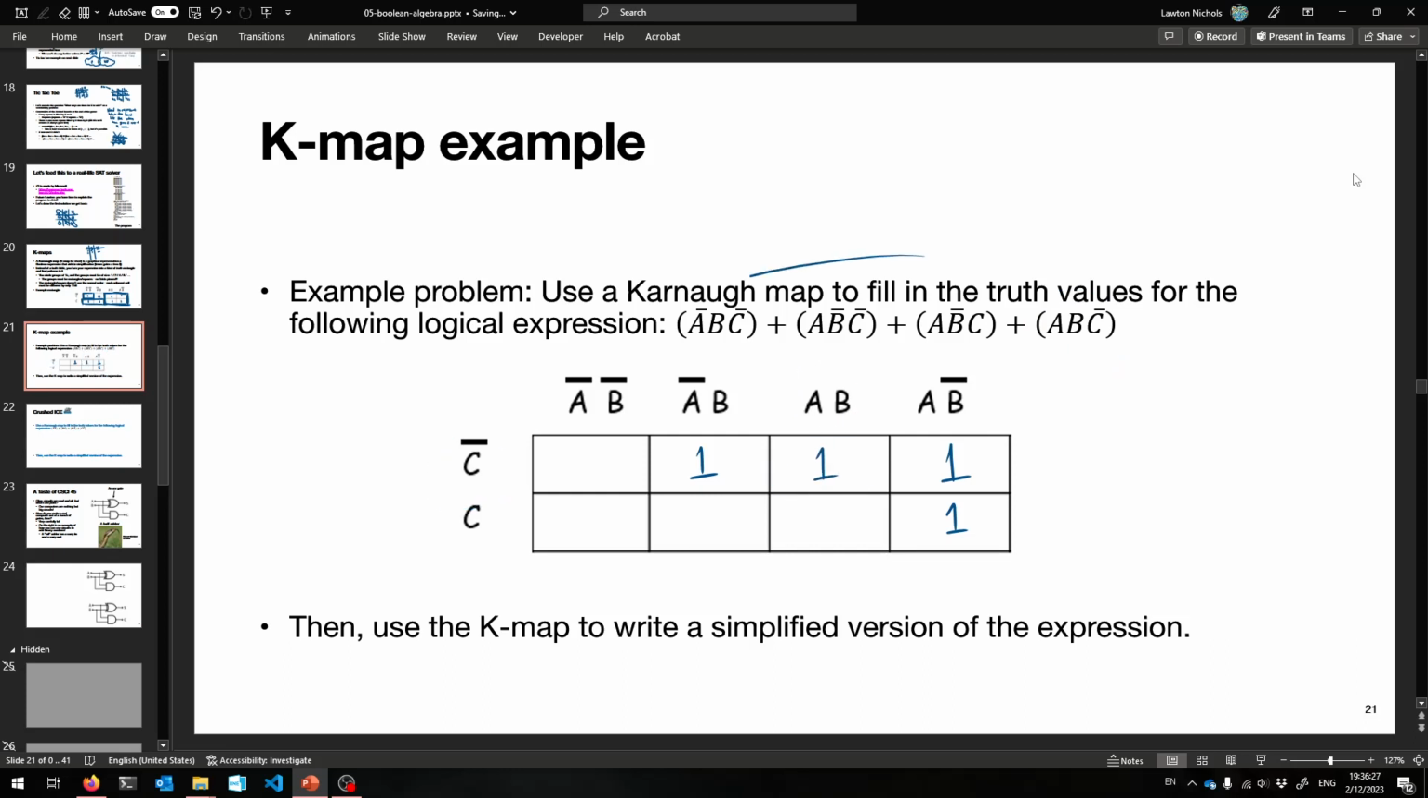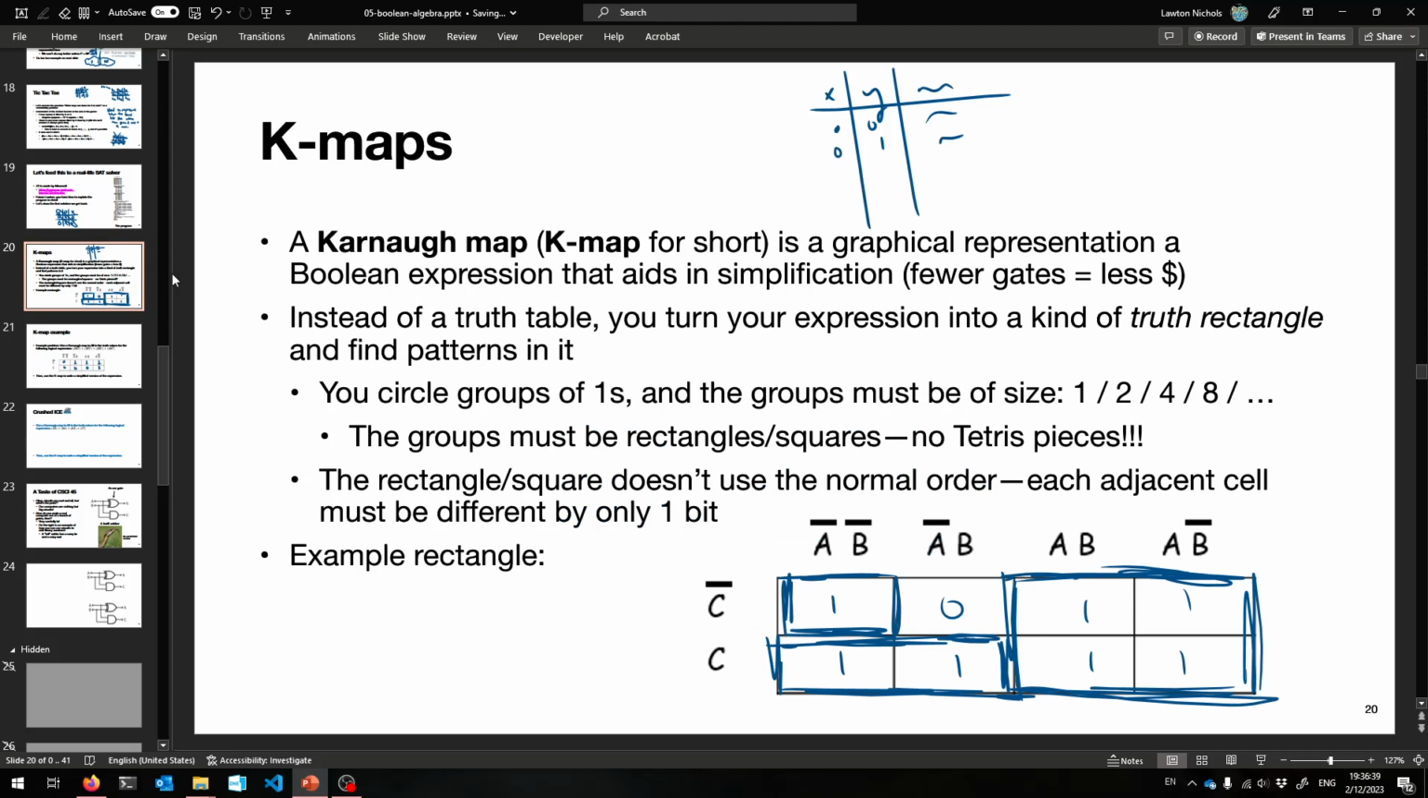So I'm just reading off. You can convert this to a truth table if you wanted to and figure out what the right answer is, but that's where my 1s are going to be, and there's going to be a 0 everywhere else. All right, and now the game is circle groups of as few groups as you can find.